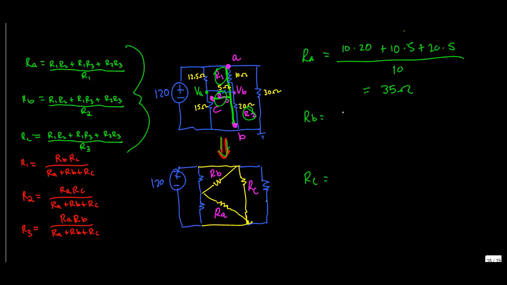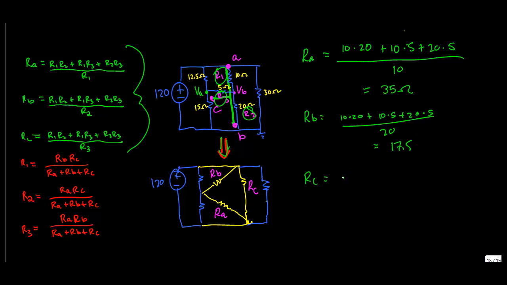And then the same for RB. We got R1, R2, so it's just 10 times 20 plus 10 times 5 plus 20 times 5, the same thing. And then we're going to divide that. Instead of dividing it by R1, we're actually going to divide it by R2, so R2 is going to be 20. And this one will give us a total of RB, which is 17.5 ohms.